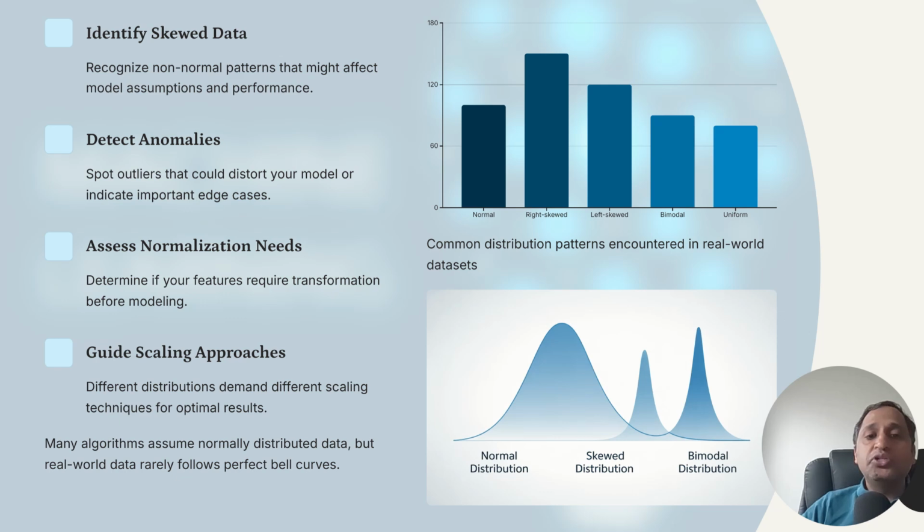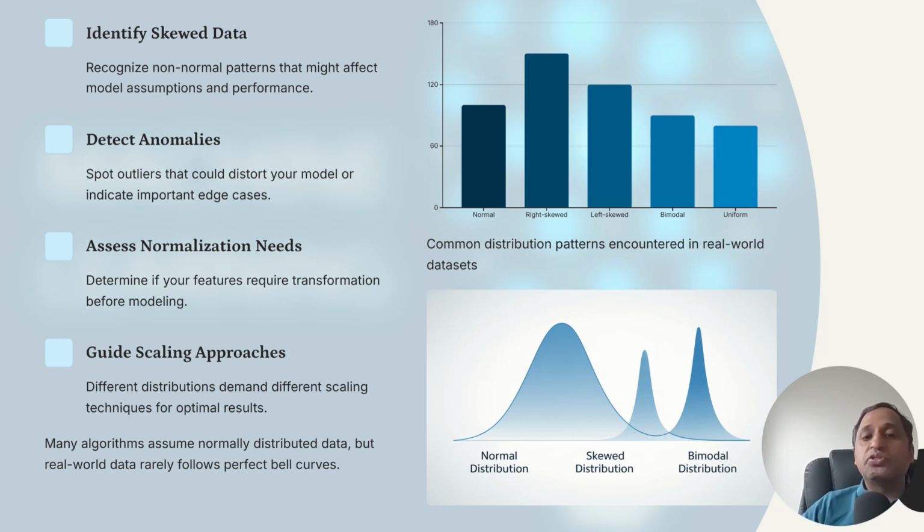Next, distribution analysis helps us to detect anomalies. There could be some rare outliers in the tail of a distribution that are either errors or very valuable edge cases like churn risk or fraud indicators. Recognizing these during EDA allows us to treat them appropriately before modeling. We also use distribution plots to assess the normalization needs. If a feature is skewed or has a long tail, we may need to apply transformations like a log or a square root to make it more model friendly.